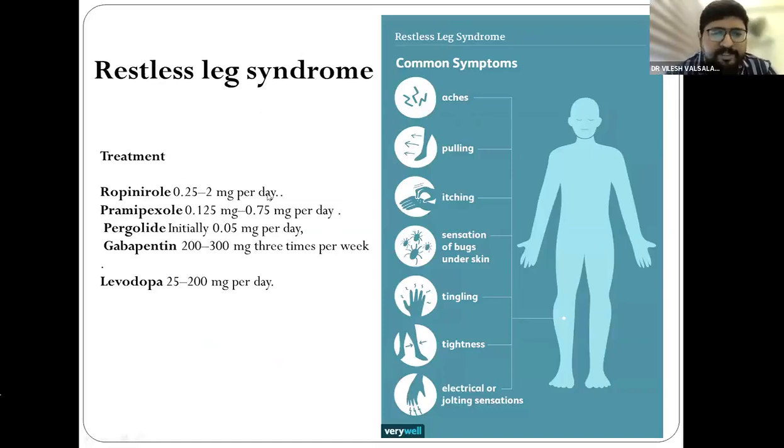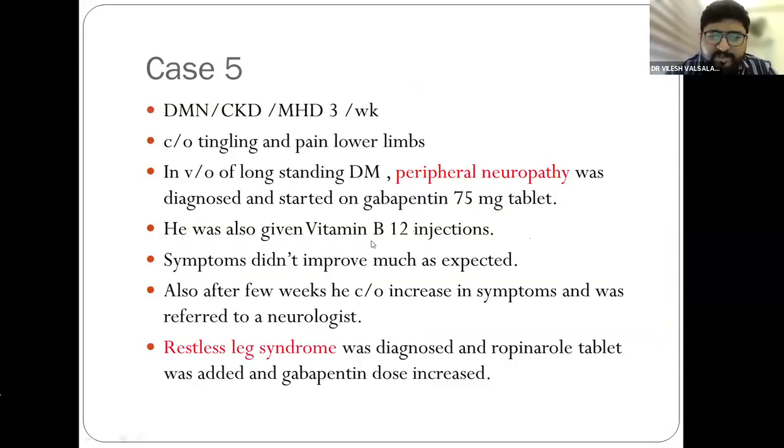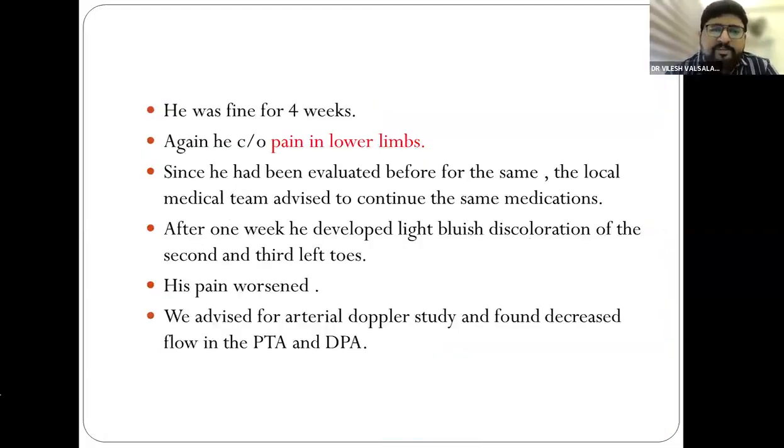The treatment for the same is ropinirole, pramipexole, pergolide, and gabapentin. In some severe cases, even levodopa is used. So any combination of these drugs is given for this particular syndrome. In this case, the neurologist diagnosed him as having restless leg syndrome. Now what happens? He was fine for 4 weeks with those combinations, but now again he complained of pain in the lower limbs.